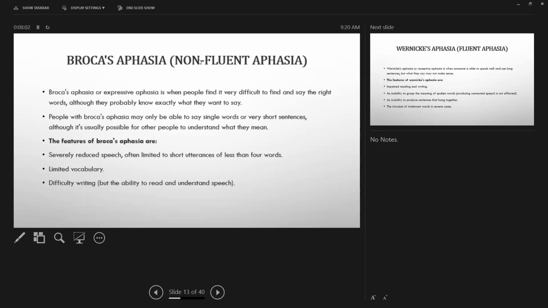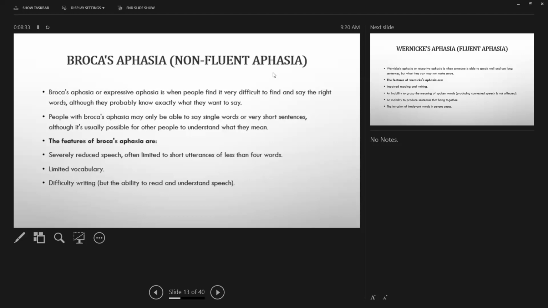In Broca's aphasia, also known as non-fluent aphasia, Broca's area is the area which helps us in the delivery of speech. So Broca's aphasia, or expressive aphasia, is when people find it very difficult to find and say the right word, although they probably know exactly what they want to say. Their comprehension is completely intact. They know what they have to say, just that the impairment of Broca's area will not let them speak what they want to.